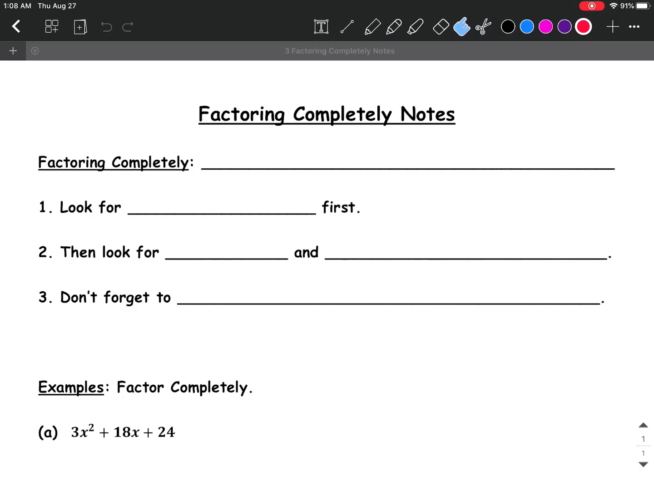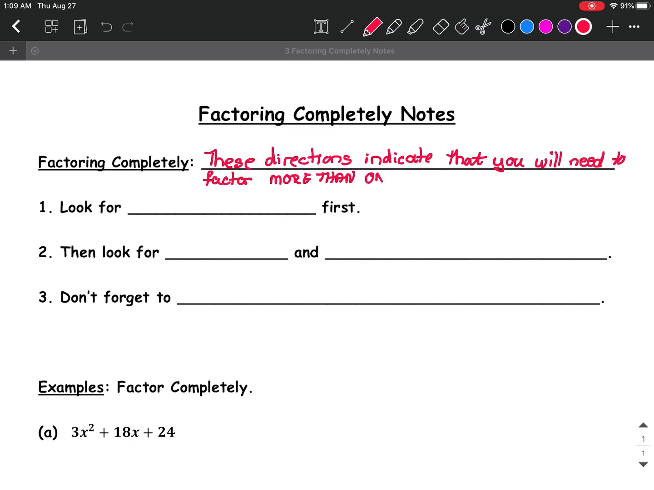Okay, today we're going to look at factoring completely. So before we get started, make sure you have your notes and that you have checked your tech. When you see the directions factoring completely, that's a clue. These directions are a hint that you will need to factor more than once. Now, I'll be honest, that's not always true, but it's a pretty good rule of thumb. If you see those directions, odds are you're going to be factoring more than once, so watch for it.